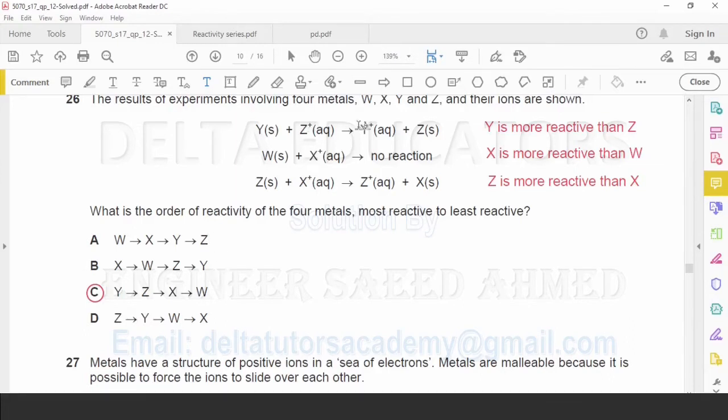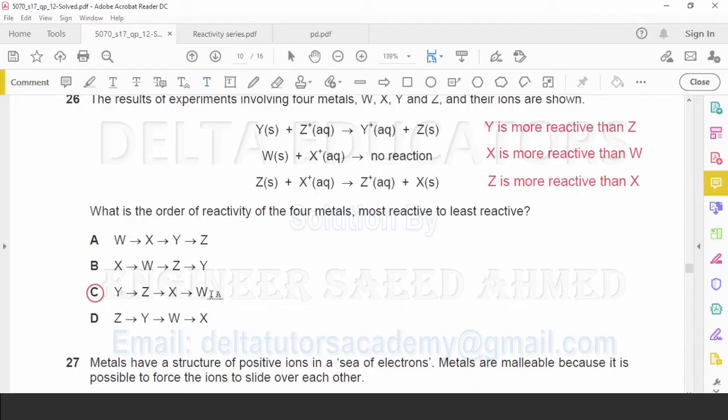Now from the first equation we have checked that Y is more reactive than Z. Now from the second equation, what conclusion do we get? We get a conclusion that X is more reactive than W. Here in option C we are looking X is more reactive than W, whereas in option A we are looking X is less reactive than W. So option A is not possible. Correct option is option C.